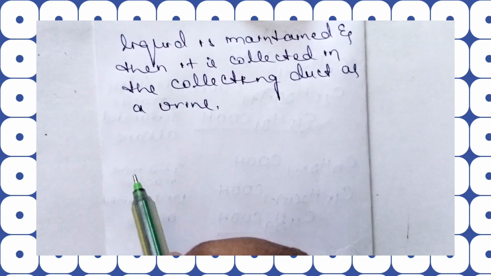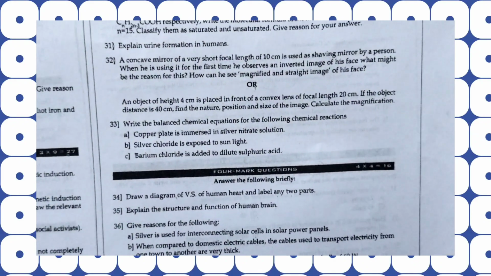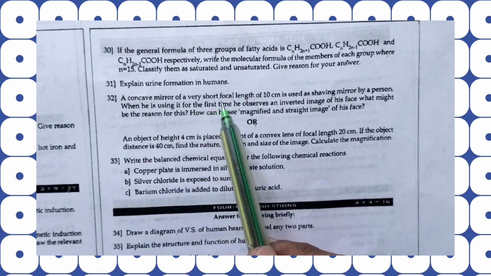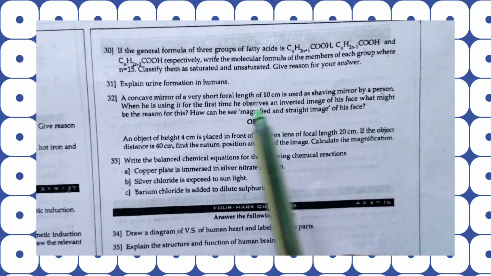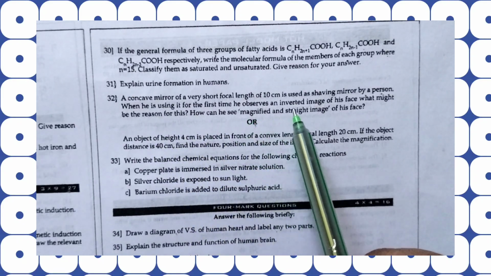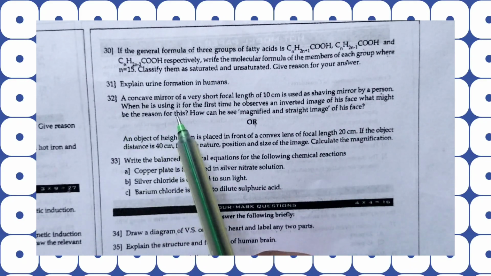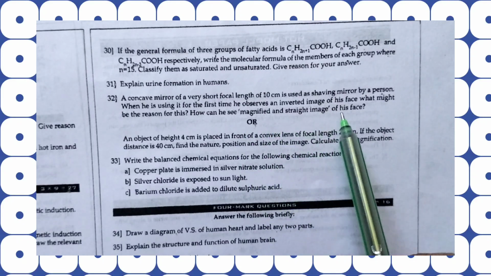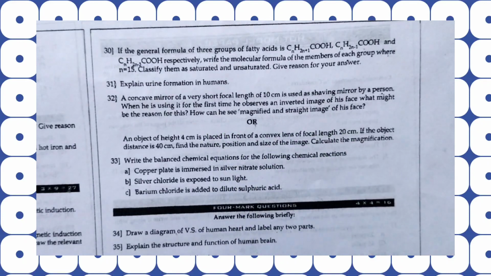Now let us move to the 32nd question. In the 32nd question, two internal choice questions are there. A concave mirror of very short focal length of 10 centimeter is used as a shaving mirror by a person. When he is using it for the first time, he observes an inverted image of his face. What might be the reason for this? How can he see a magnified and straight image of his face?